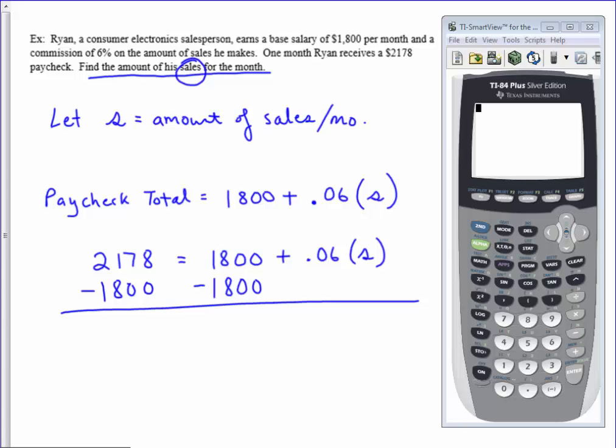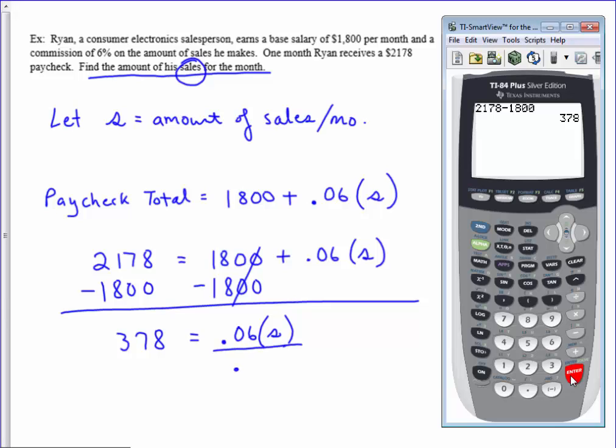On our calculator, we can do the 2,178 minus the 1,800. That will result in 378. The 1800s cancel. We're left with 0.06 times S. We would then want to divide out the 0.06.